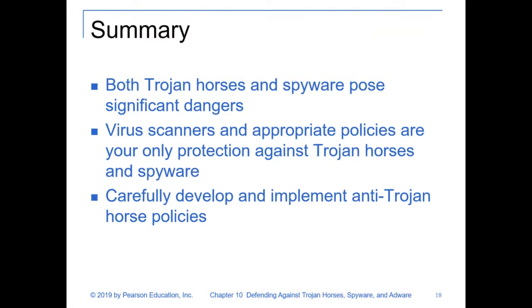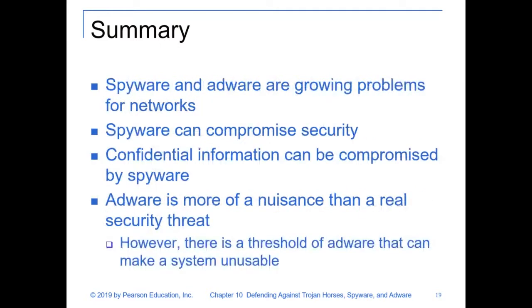To sum up Chapter 10, keep in mind both Trojan horses and spyware pose significant dangers. You want to make sure that you have virus scanners and the appropriate policies set up, and that's your protection against Trojan horses and spyware. Keep your antivirus software up to date. You want to make sure that you develop and implement anti-Trojan horse policies, and that the users in your organization are trained on those policies.